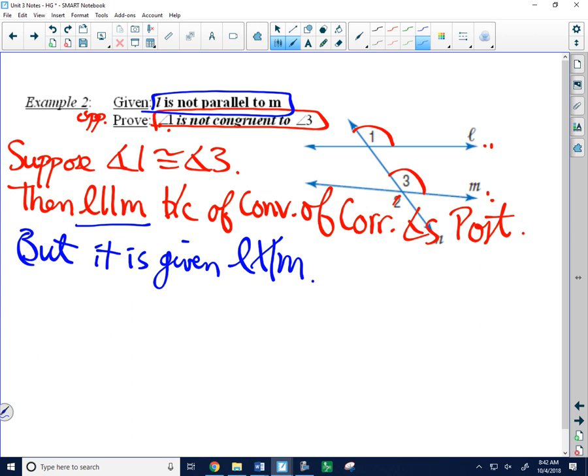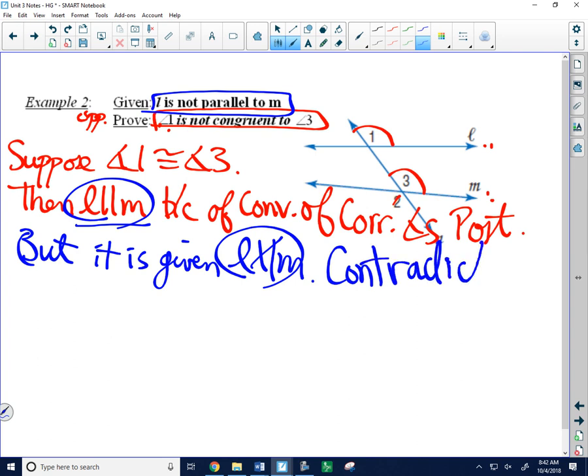You can just use that symbol, parallel but crossed out. And that's where you say now you have two things that go against each other. So then you just write the word contradiction, and you finish it up by just saying that what we wanted to prove was actually true. So we assumed the exact opposite of this, and it led to something that didn't work. Therefore, this one actually does work.